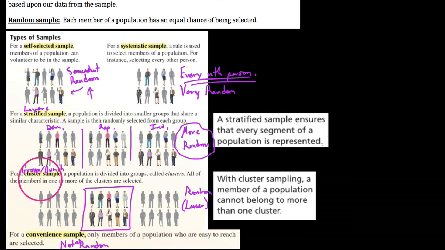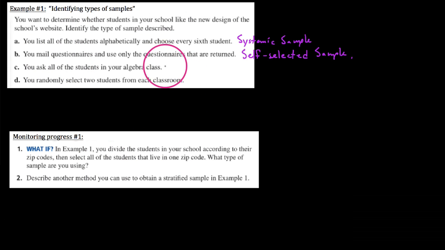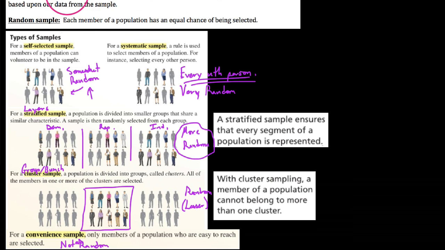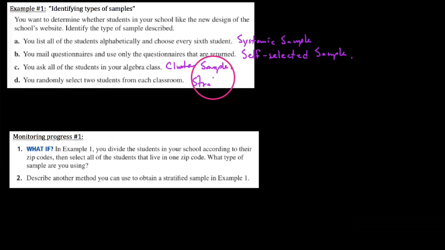So letter C, we ask all the students in our algebra class. If we're talking about an algebra class, which one of these do we feel like this would be? In terms of looking at a preset class of people, like a bunch of people, we're looking at something that would be more cluster-based because it's everybody in that already pre-selected group. So here's our bunch of people sample, or cluster sample. And then for our last example, it says we randomly select 2 students from each classroom. If we select 2 students from each already layered group of people, that's that layered sample, or stratified sample. We have strata here, which means layers. So stratified, layered groups. This is our stratified sample.